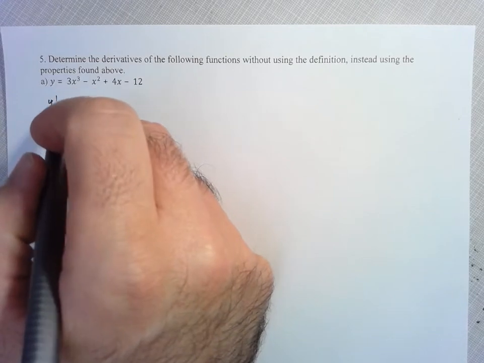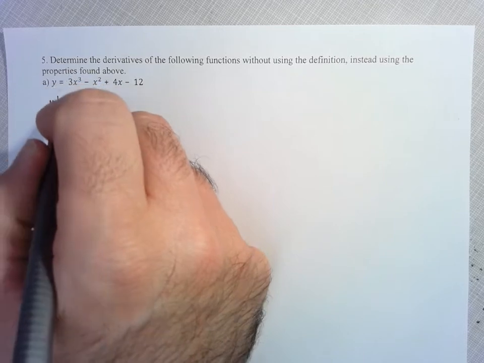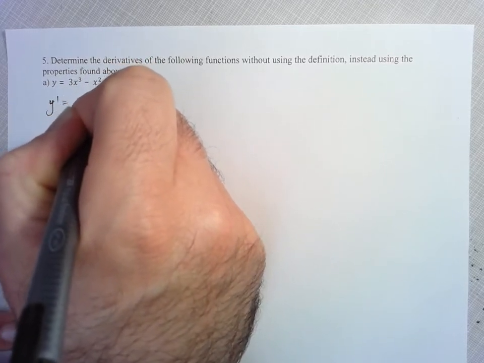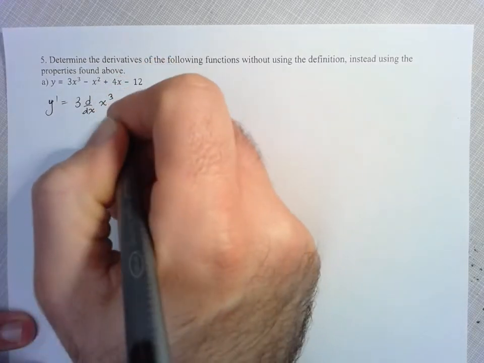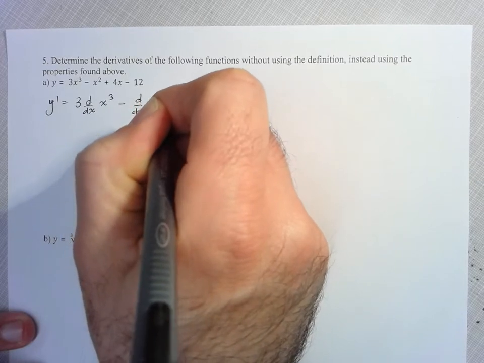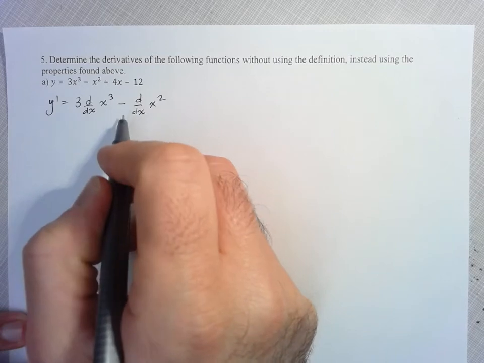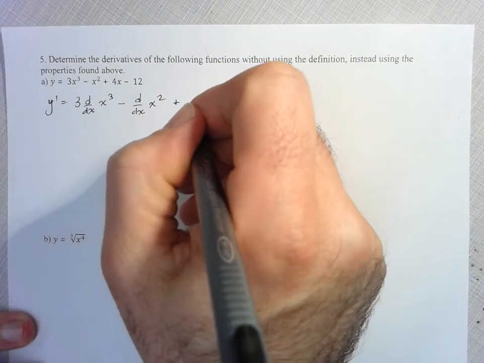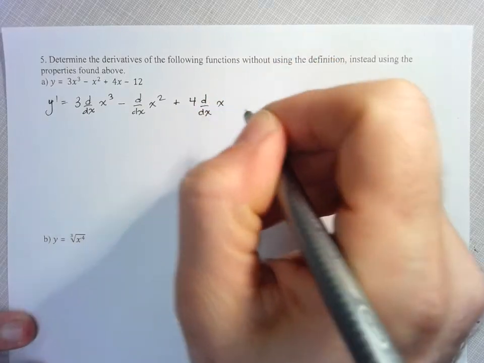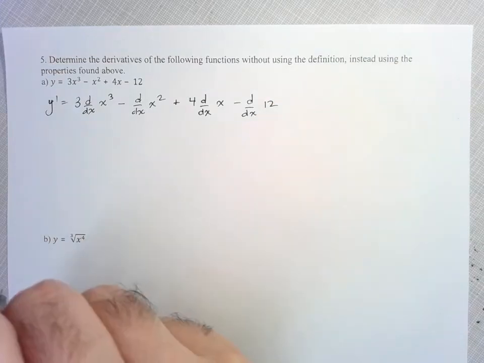First here we have a constant times a function, so the derivative of 3x cubed can be found by finding 3 times the derivative of x cubed. And then minus the derivative of x squared. Again, here we're using the constant multiple rule, the subtraction rule, the addition rule and the constant multiple rule. And then minus the derivative of the constant 12.